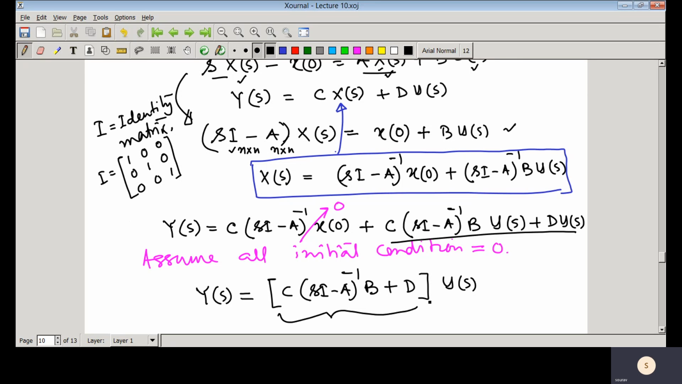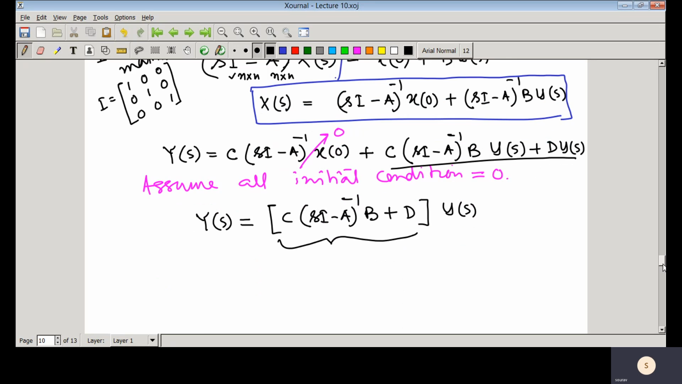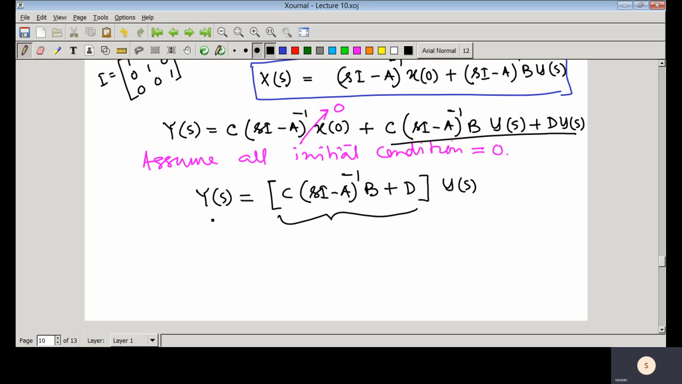So then you can see from this expression that output is equal to some matrix here into input. So this is actually your transfer function matrix, and it is applicable to multi-input multi-output as well as single input single output system. So this is the transfer function.